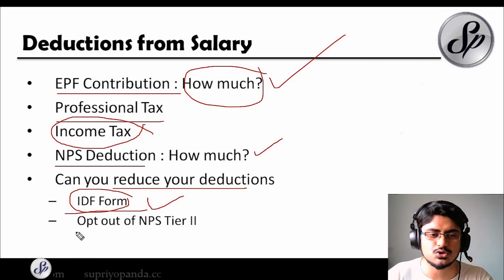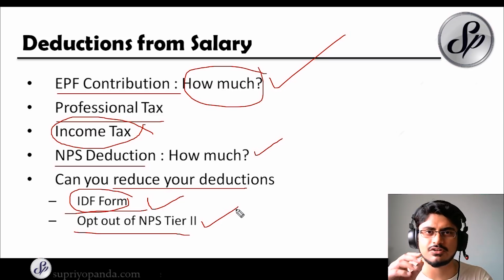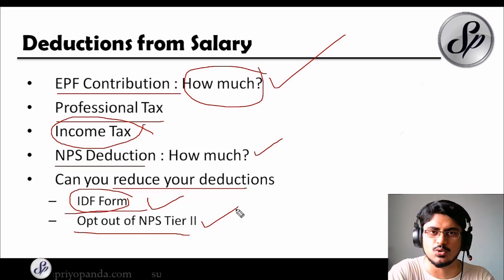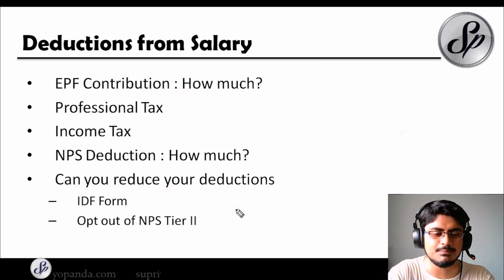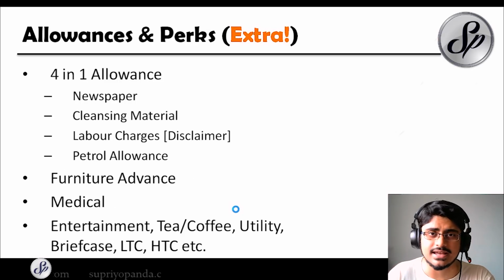And then you can also opt out of the NPS tier 2. Sometimes some people opt in for the NPS tier 2, and a larger portion of their salary will be cut. But you can actually opt out of the tier 2 NPS, and if you do that, you can get a little bit more salary than those people who are involved in the NPS tier 2. So that's all about your deductions, and let's move to the allowances and the perks now.